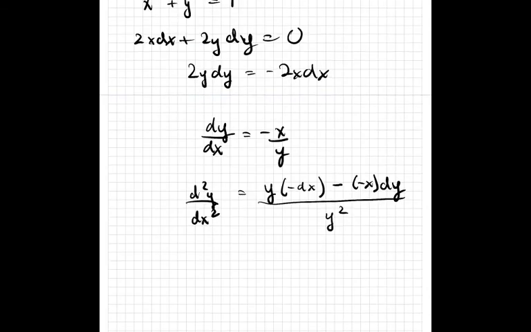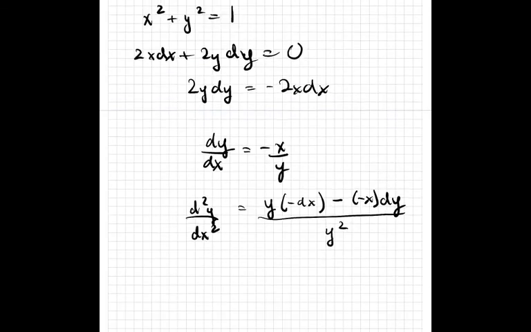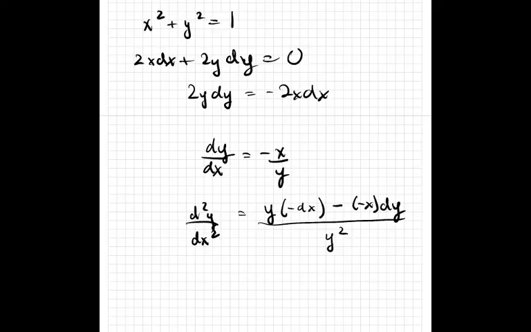If we take the derivative with respect to x, the derivative of negative x is just going to be -1, right? So this is -1. We see bottom times the derivative of the top minus the top times the derivative of the bottom. The derivative of y with respect to x, instead of dy, we're going to write that as dy by dx.